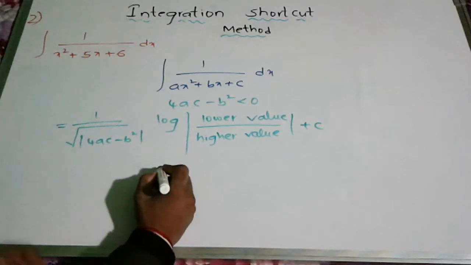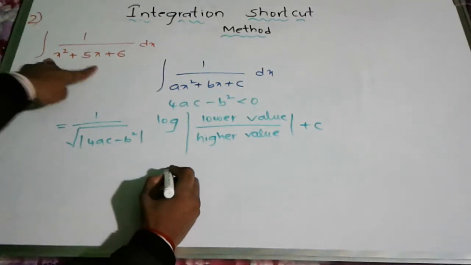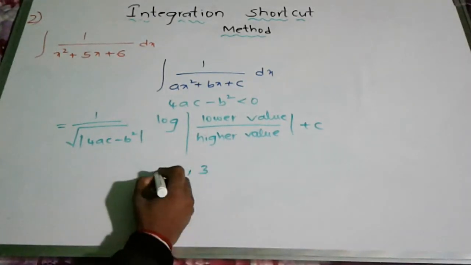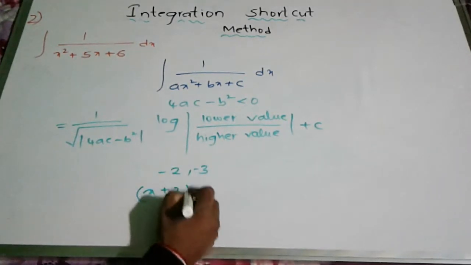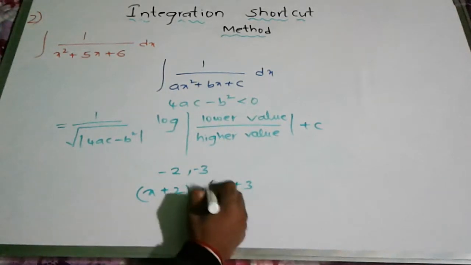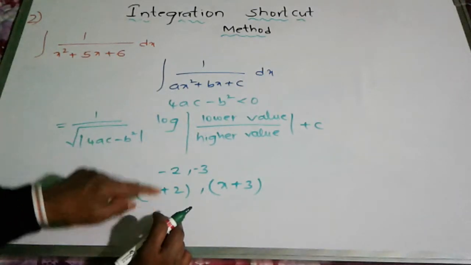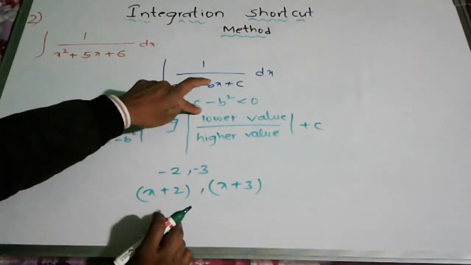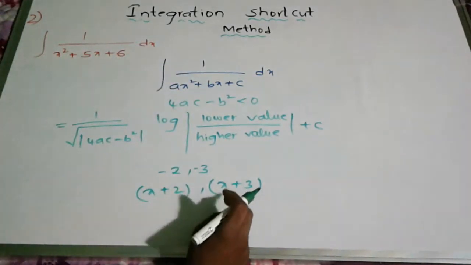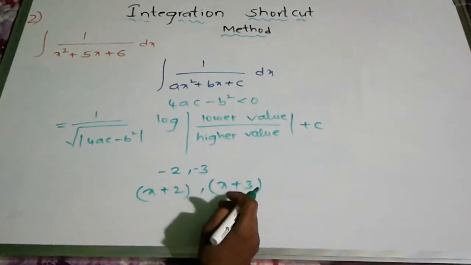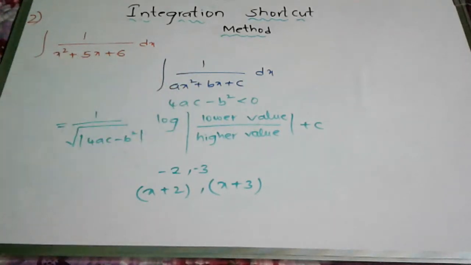Factorization has to be done, that is, here the factors of this are 2 and 3, right? Minus 2 and minus 3, so x plus 2 and x plus 3. The factor which is giving the lower value after substituting 0 has to be written in the numerator part, and the factor which is giving the higher value has to be written in the denominator part, and this is the meaning of lowest value and higher value, right?